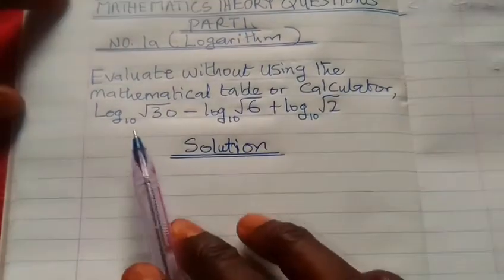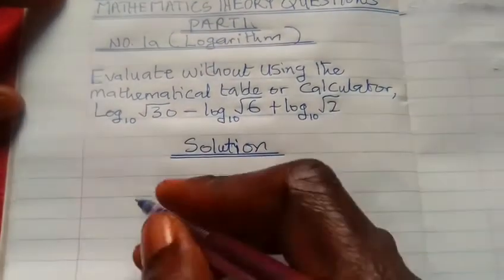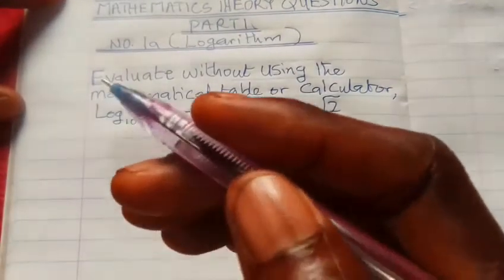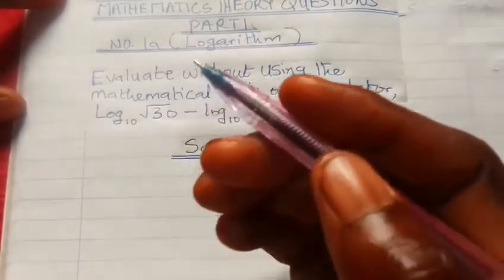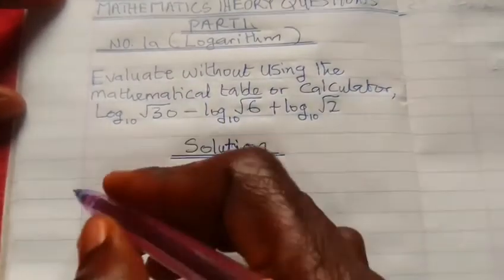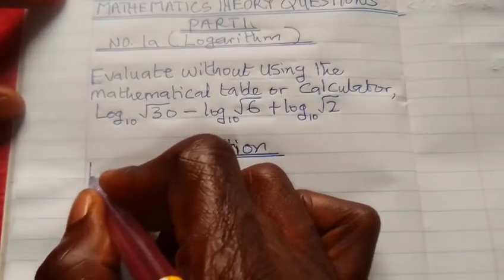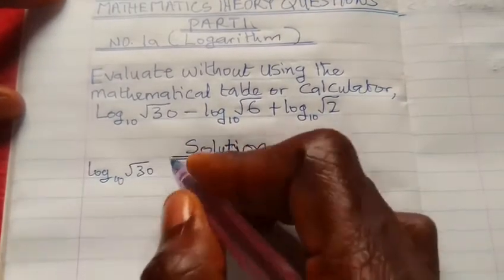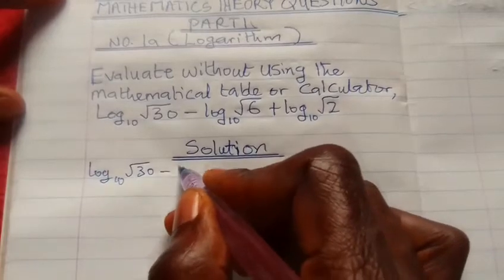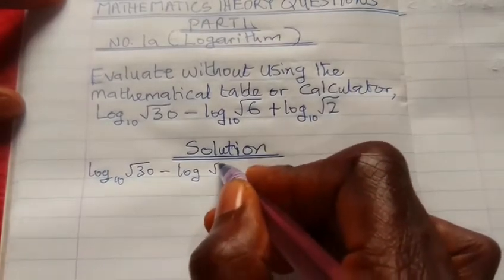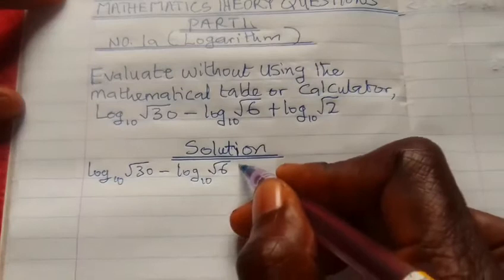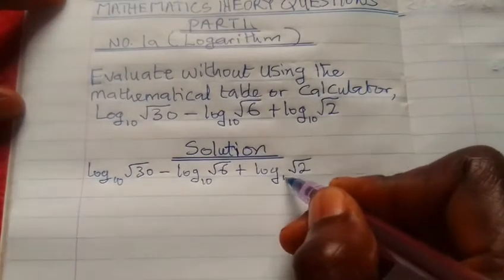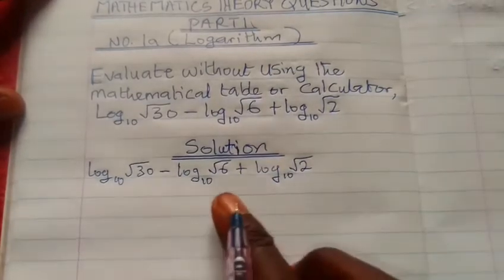First thing we are going to do here is to rewrite this question out. Since we'll be solving this in the exam, it is proper for me to show you the steps you have to take in writing this and solving it in your exam. So the first step is to rewrite the question here. Here we have log base 10 root 30, then we have minus log root 6 base 10, then plus log root 2 base 10. Okay, so this is the first thing we do.